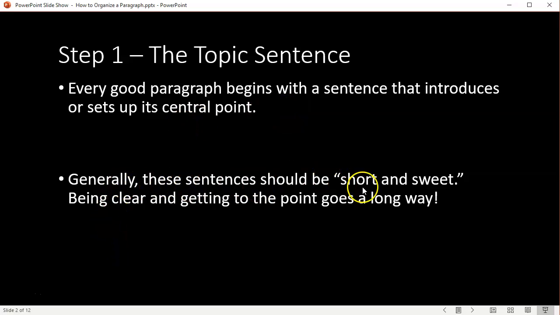Generally, these sentences should be short and sweet. You don't want to waste a whole lot of time or space or add a lot of fluff into these sentences. You want to get right to the point in a topic sentence. So being clear and getting right to the point goes a long, long way with these.